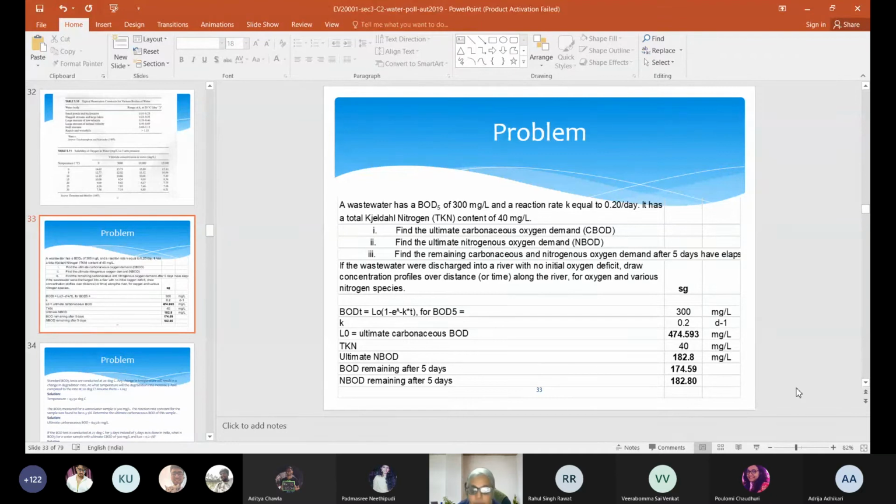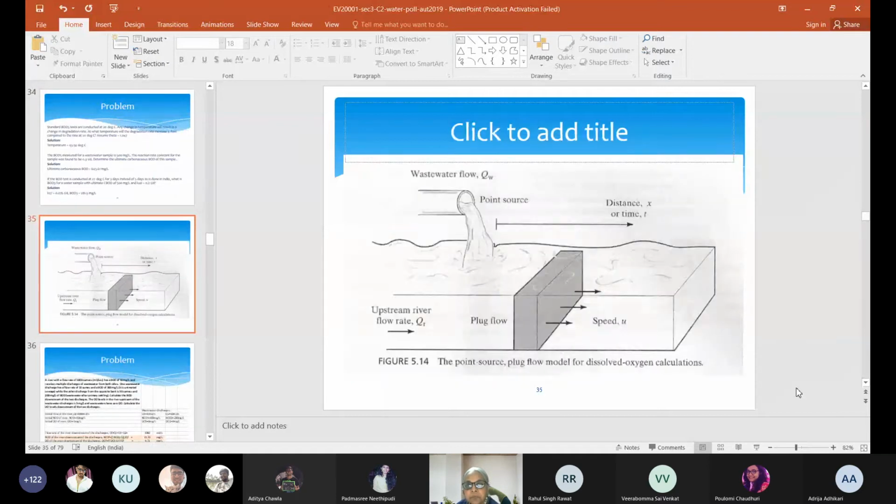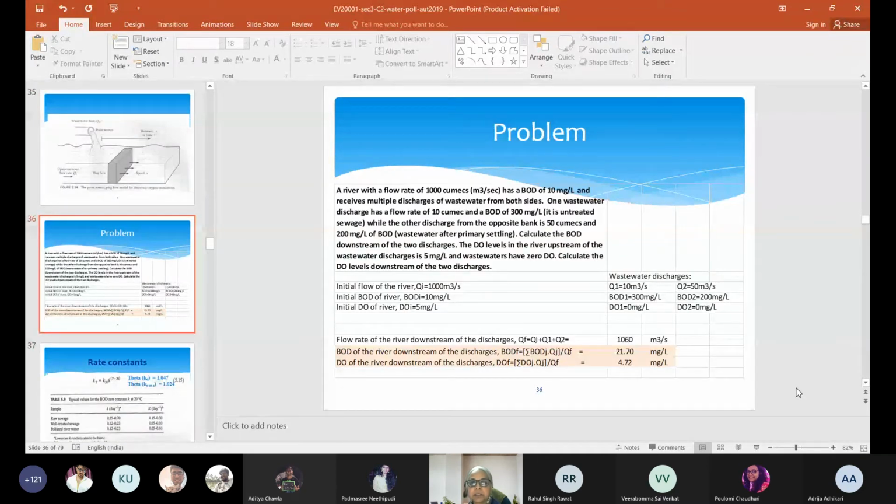Can we move to the next problem? Okay, there are some slightly more complicated problems. I won't go through them. They're all based on the same equation. Let's tackle another one. I won't say it's a complicated problem, but you need to draw a sketch for it. So please go through it and ask me any questions if you are unable to understand it.